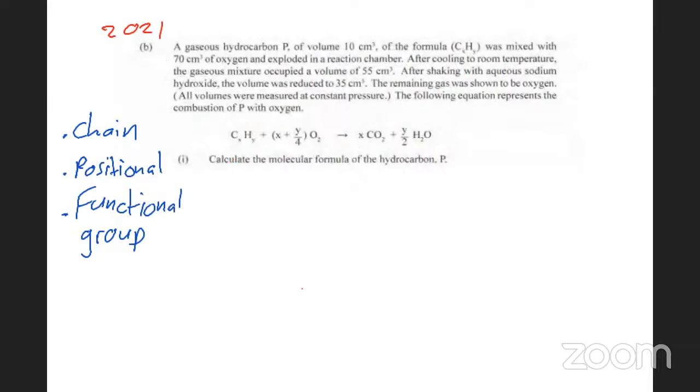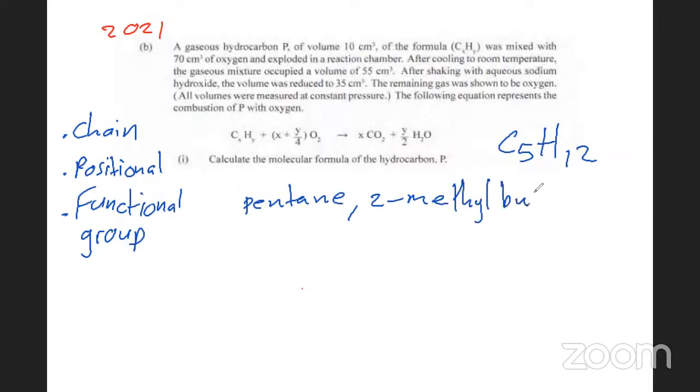So for chain isomerism, this is the one you would have been familiar with from CSEC. The example I'm going to use is pentane, C5H12. Pentane, C5H12, has three isomers. You have pentane, you can have 2-methylbutane, and you can have 2,2-dimethylpropane.